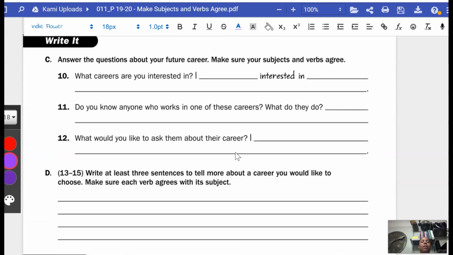Section C, this one you're going to answer questions about your future career. You need to make sure that your subjects and verbs agree, okay? So for number 10, you would say, what careers are you interested in? This is the pronoun I blank interested in.